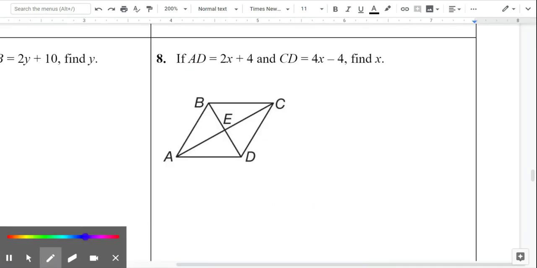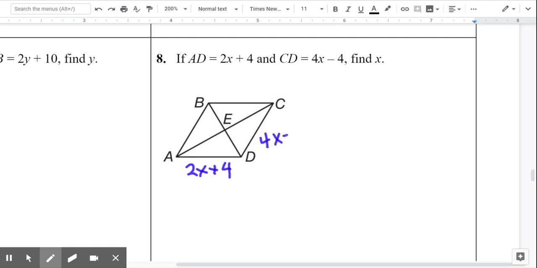All right, finally, I have number 8. If AD is 2x plus 4 and CD is 4x minus 4, find x. Well, in a rhombus, all sides are congruent. So therefore, 2x plus 4 has to equal 4x minus 4. And from there, you just solve for x.